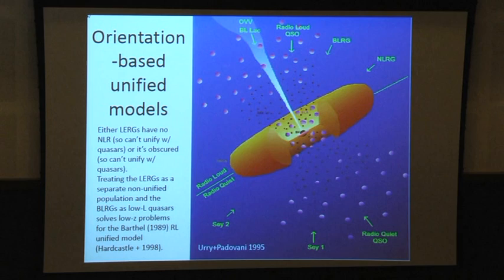The argument is that either low-excitation radio galaxies intrinsically have no narrow line region, in which case they don't sit on this plot because you can't unify with quasars, which always do have narrow lines and so must have a narrow line region, or else, and this was a possibility back in the 90s, in low-excitation objects the narrow line region is there, but it's really heavily obscured and you can't see it. But in that case, you still can't unify with quasars because we know they're not really heavily obscured.